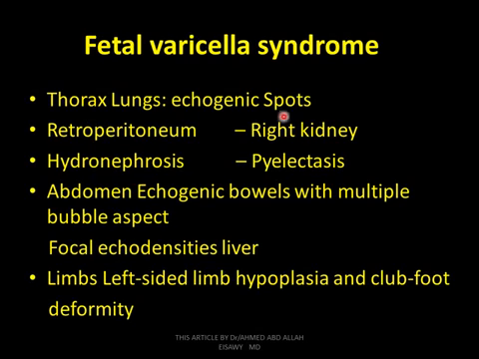Fetal varicella syndrome. In the thorax, we show echogenic spots. In the retroperitoneum, the right kidney shows hydronephrosis, pyelectasis. In the abdomen, we saw echogenic bowel with multiple focal echodensities in the liver, a left-sided limb hypoplasia and club foot deformity. These are manifestations on ultrasound of fetal varicella syndrome.